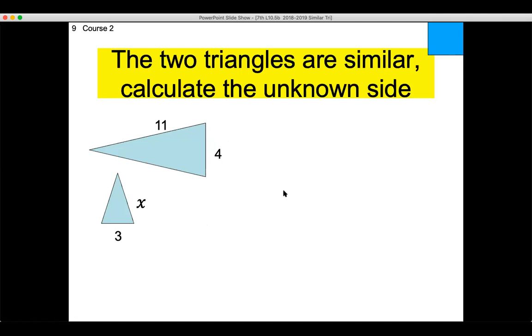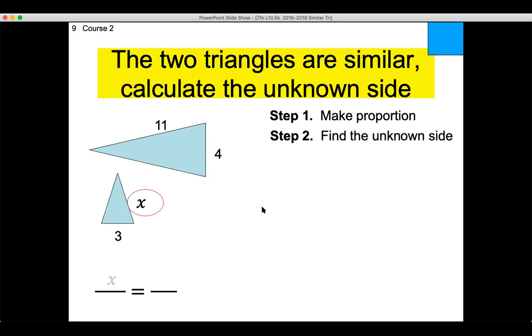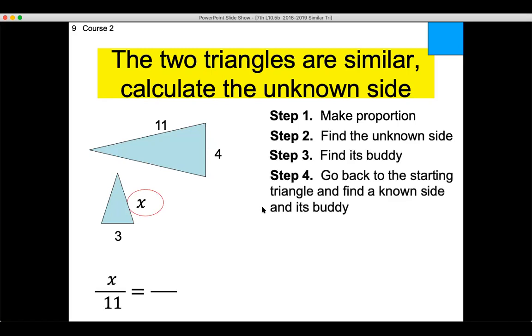So instead of worrying about that, just set up the proportion, right? X, it's pretty easy to see, goes with 11. I'm going from small to big triangle now, and 3 goes to 4. Order is critical here. If you decide to go from small triangle to big triangle on your first ratio, notice my first fraction right here, I'm going from the small triangle, X is on the small triangle, and I'm comparing it to the side, or its buddy, on the big triangle.